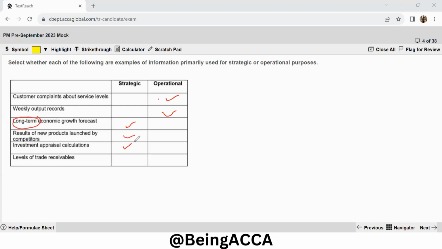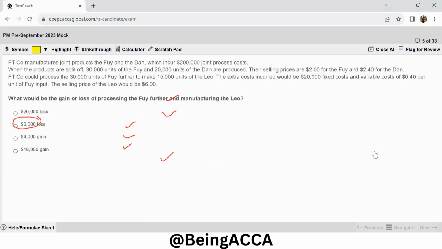Then levels of trade receivables. This is definitely operational. Why? Because the level of trade receivables, trade payables, everything will be taken care of by the day-to-day managers. So let's move on to the second one, the next question.